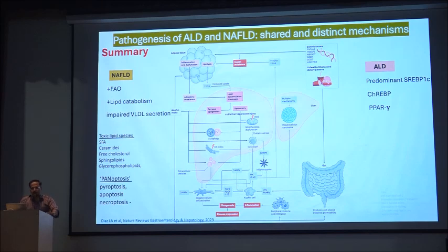So this is what I have spoken so far. I am summarizing in this slide. In NAFLD, from adipose tissue there is inflammation, adipose tissue dysfunction, lipolysis because of insulin resistance, and an increase of free fatty acids taken up by the liver, leading to lipid accumulation, leading to lipotoxicity.